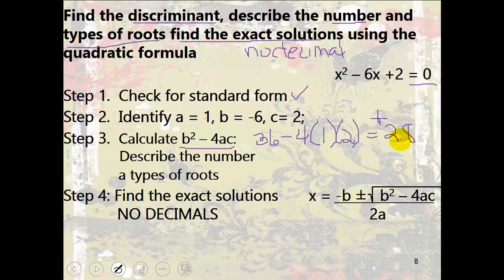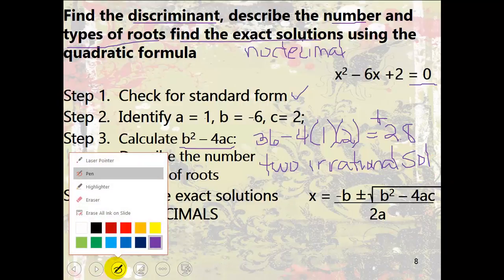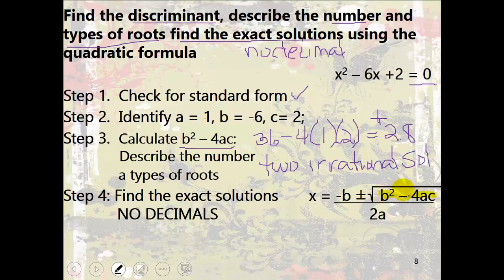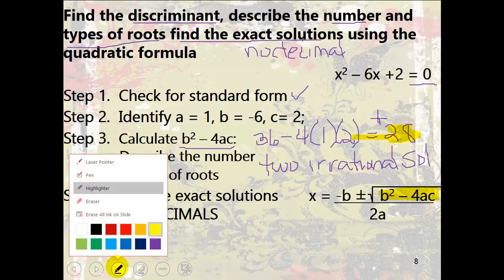Not a perfect square. So this is going to be 2 irrational solutions. Okay? Now we're going to use this formula, but notice that we've already calculated this number. So instead of recalculating it, we're going to plug that back in. We've already done part of our work here, all right?